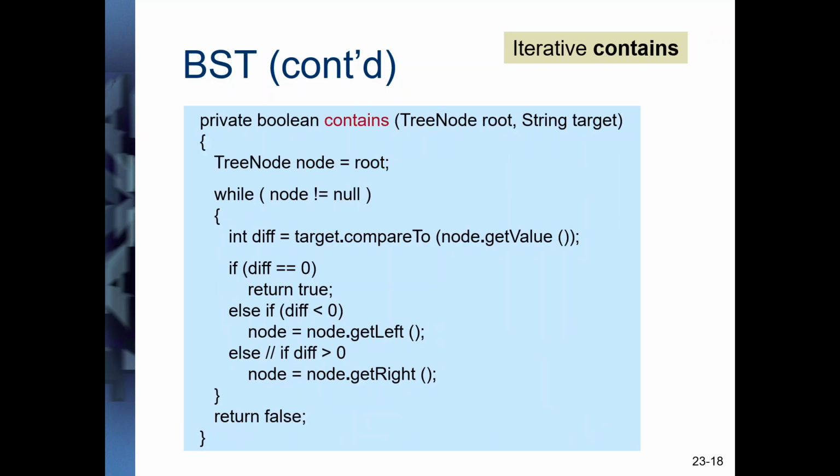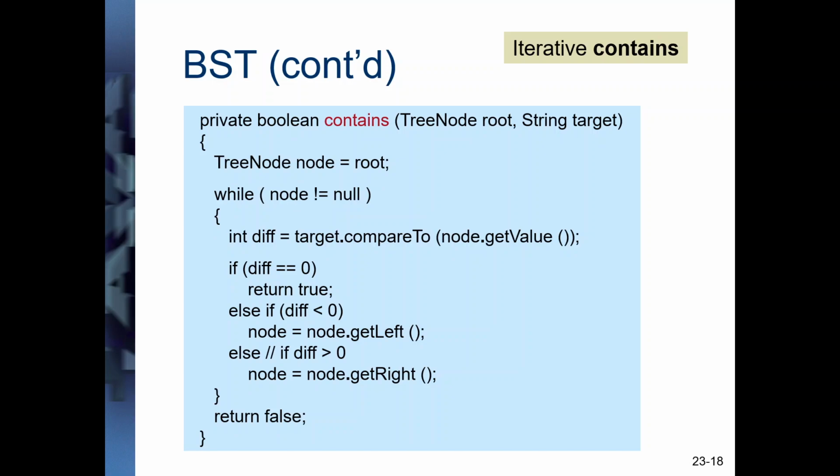Here is an iterative solution for contains. So you're looking for a particular string in your binary search tree, so it's an ordered binary tree, and you are going to take the node where you currently are in the binary search tree, and while it's not null, you're going to calculate the difference, and then if you find the string you're looking for, you'll return true. Otherwise, you're going to go left or you're going to go right.